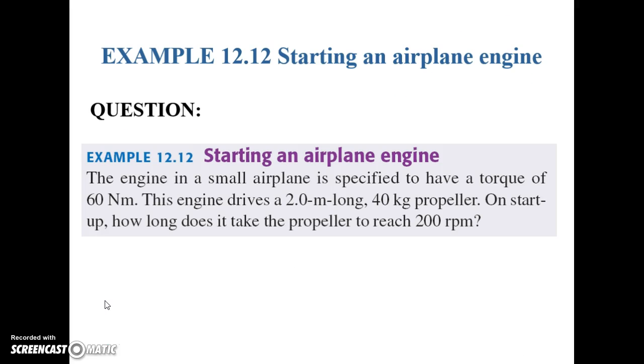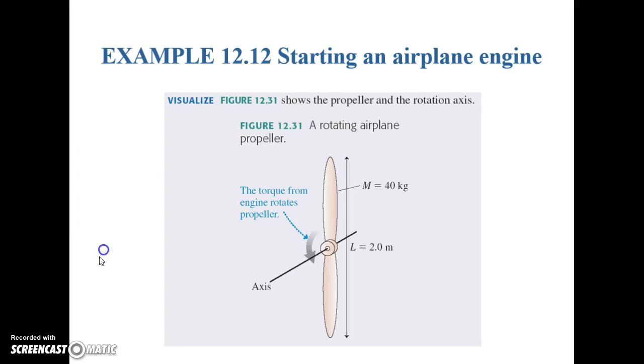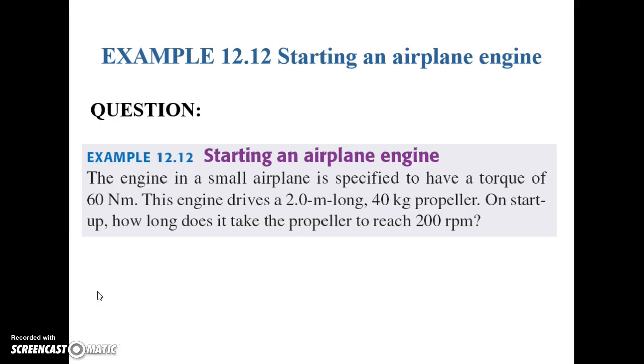All right, and so just like we did F equals ma plus kinematic problems, we can do rotational kinematic plus torque problems, where instead of F equals ma, we have torque equals I times alpha. So an engine in a small airplane is specified to have a torque of 60 Newton meters.